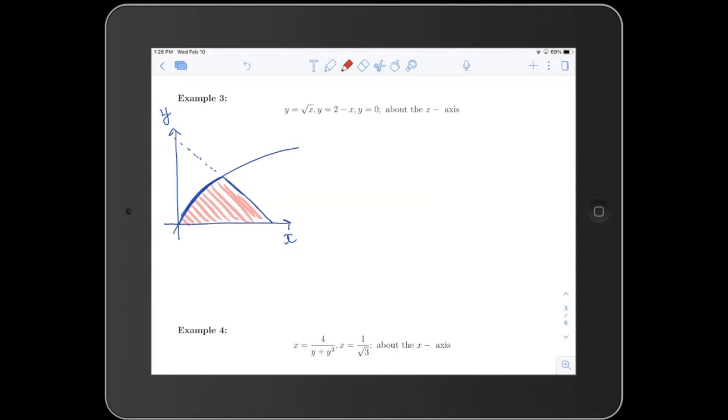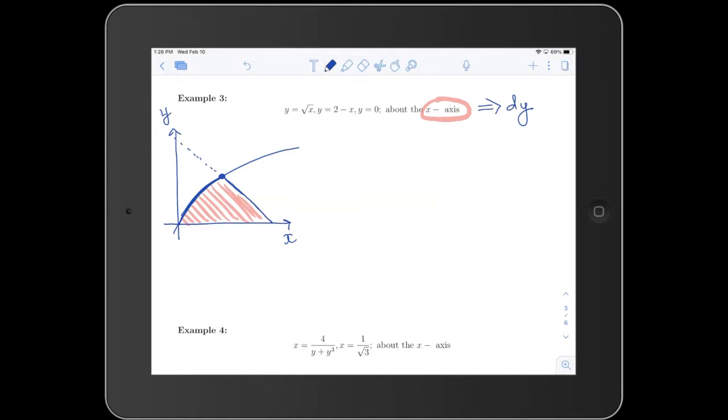about the x-axis. I'm going to highlight the important part. About the x-axis means everything in terms of y. Now I need to set up my integral where the function is in y, the variable is y, and the limits are also in terms of y. Okay, let's see what we have here.